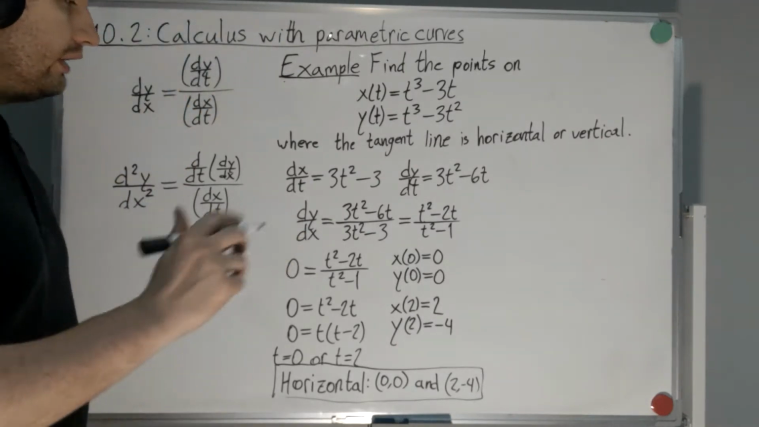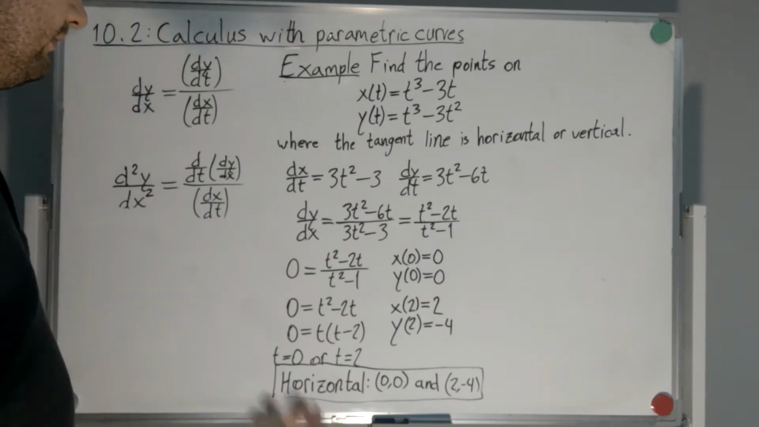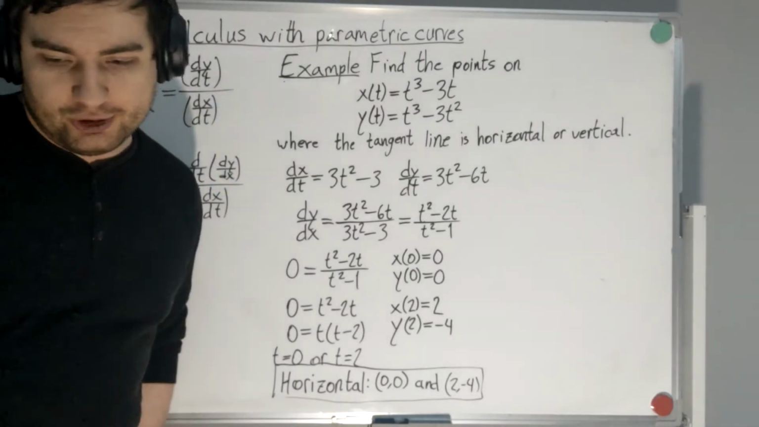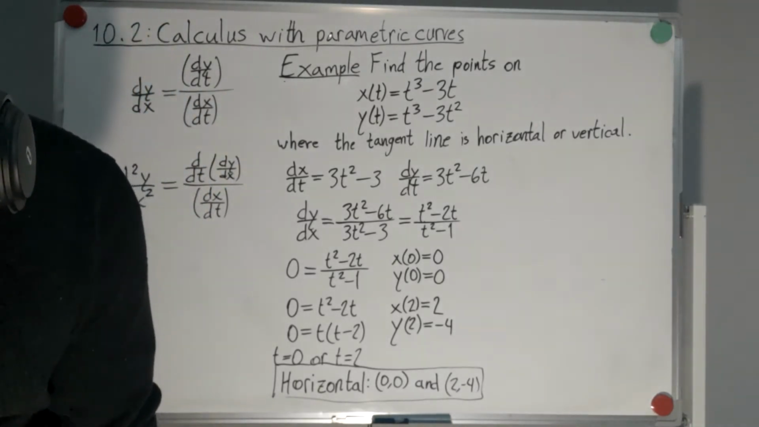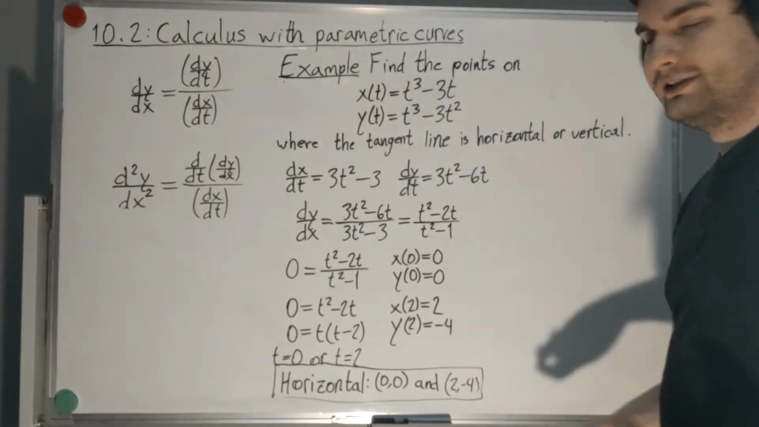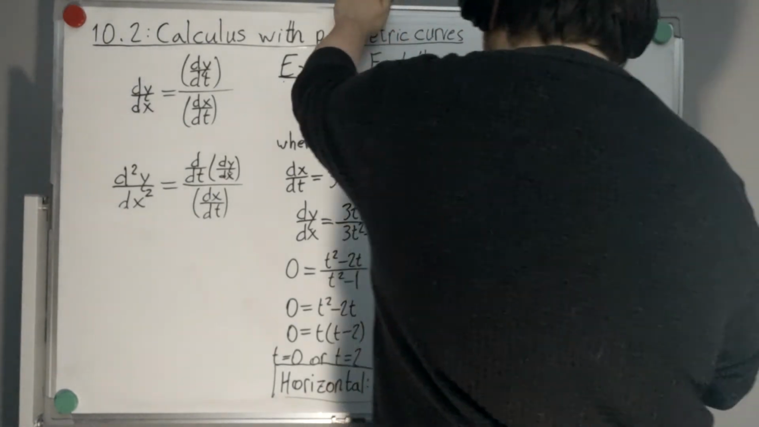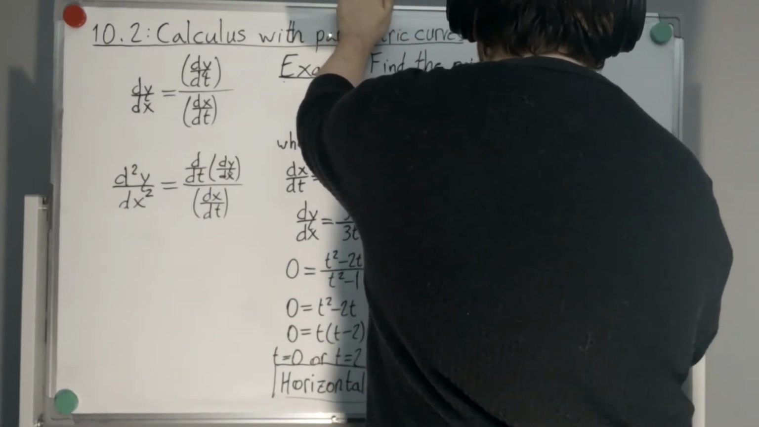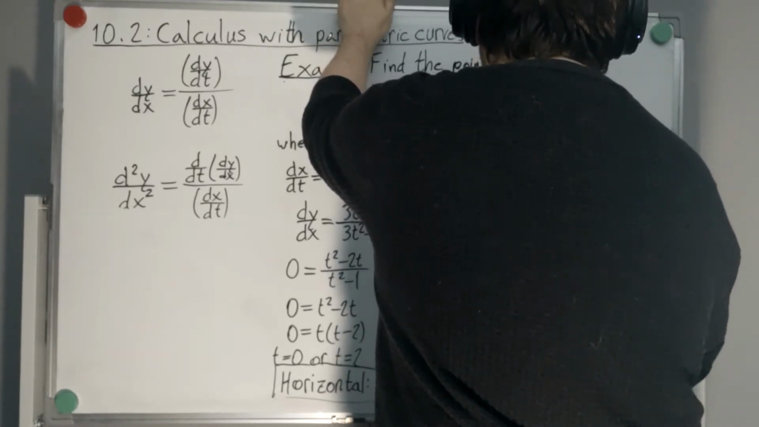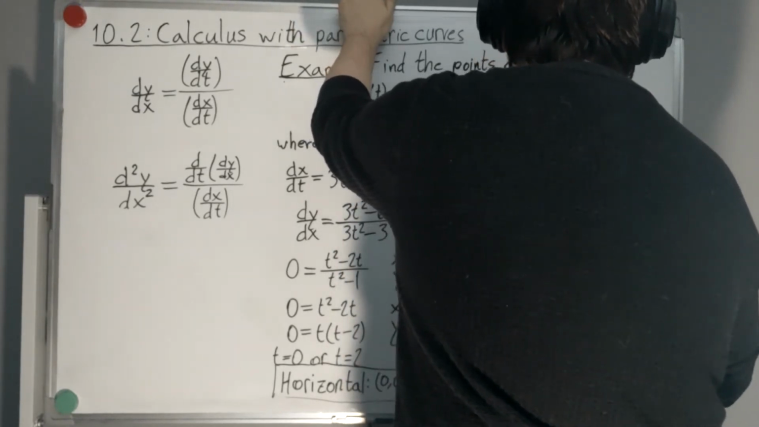Okay, now let's talk about where we have a vertical tangent line. So a vertical tangent line would occur whenever the denominator is 0, right? Because that's the only way that this dy/dx could be undefined, right? So we're saying t squared minus 1 equals 0. Of course, that's the same as saying (t minus 1) times (t plus 1) equals 0, which means either t equals 1 or t equals negative 1.